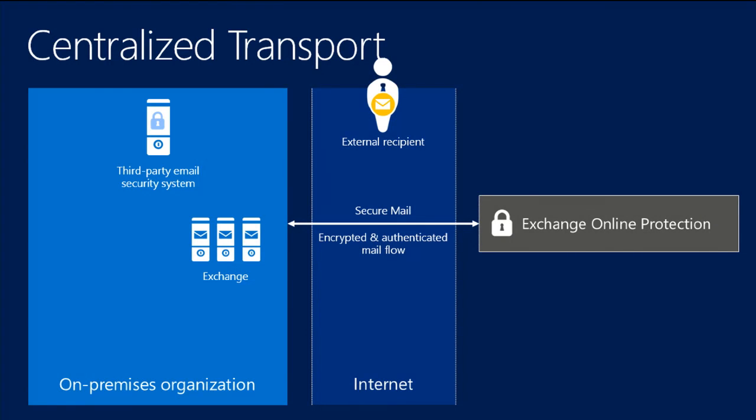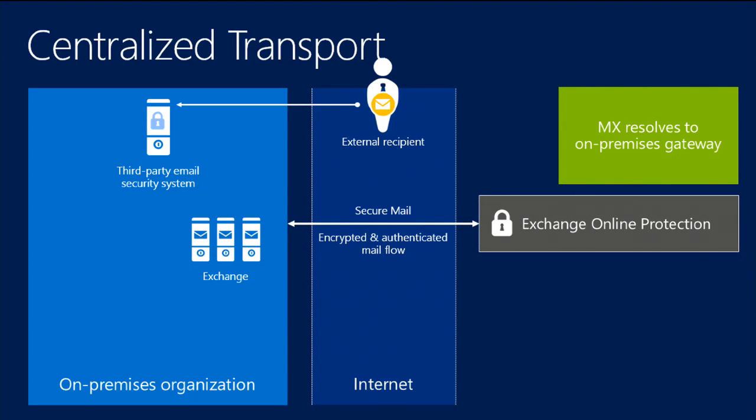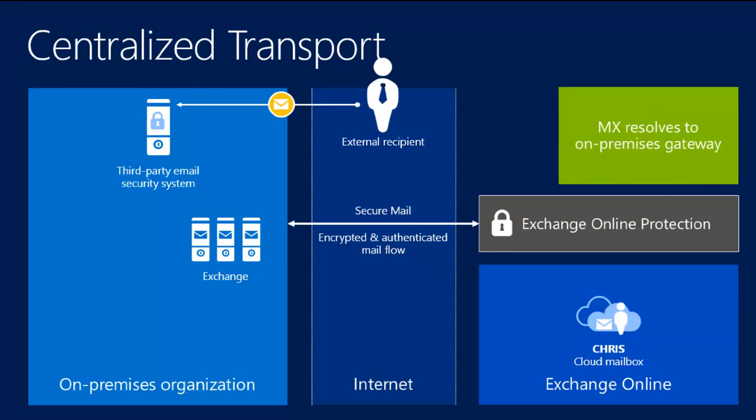So what if you're a regulated company, or you're a company that for any number of reasons decided that you really need to have something happen to mail, and that mail is going to come through your on-premises gateway, or it's going to go through on-premises servers at some point. You want to make sure that you're running it through some solution for encryption, for DLP, for any number of different things. We call this centralized transport. You can configure it in the hybrid configuration wizard. And so if the MX resolves to your on-premises gateway, not a problem, just as we saw earlier, right?